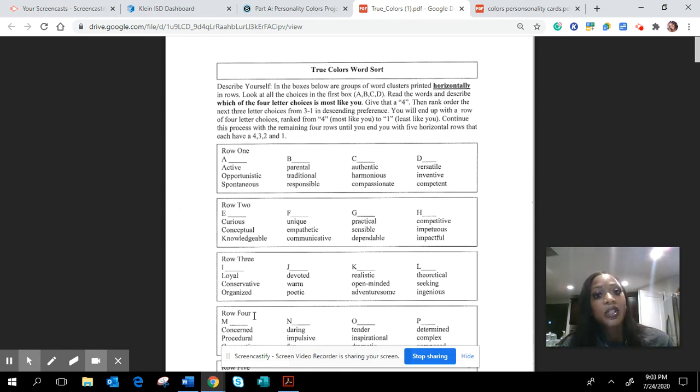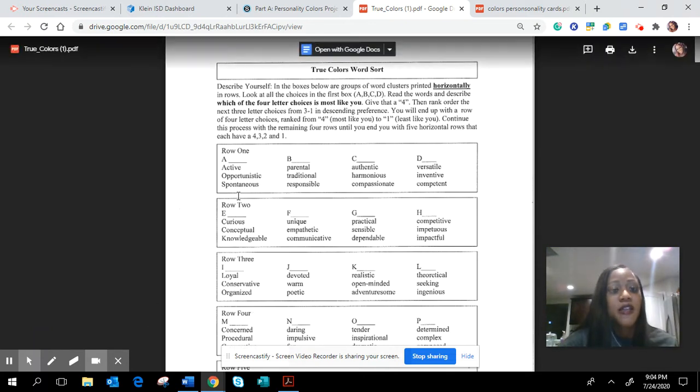Now, remember when I told you that you're going to give everything a value of either a 1, 2, 3, or 4? In this case, think of the word sort as every single row needing a value set of a 1, 2, 3, and a 4. So each row, you will have only one 1, only one 2, only one 3, and only one 4. Got it? So every single row you will have a 1, 2, 3, and a 4. I hope you guys understand that.